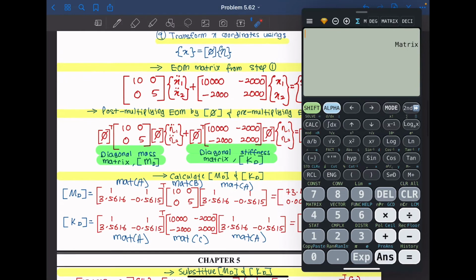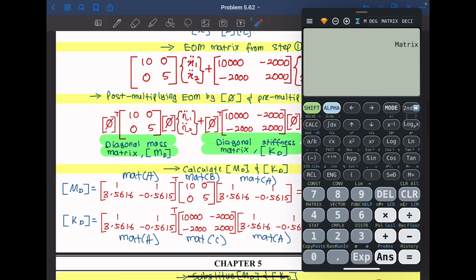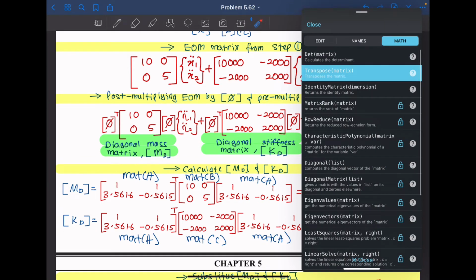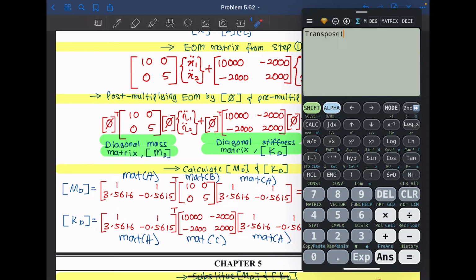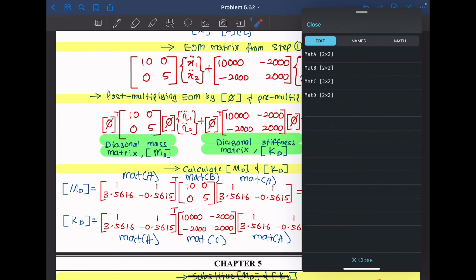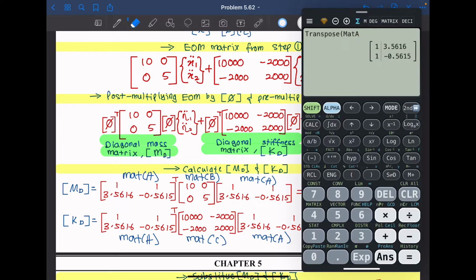Now let's do the first one, the diagonal mass matrix. Basically we need the transpose of the modal matrix. So you press shift, press 4, and go to maths, and you get the transpose matrix. Then you press shift, press 4 again. You don't want to go to edit, because edit is where we key in the data for matrix A, matrix B, and matrix C. We go to names because we want to insert them to calculate. So, transpose of matrix A.